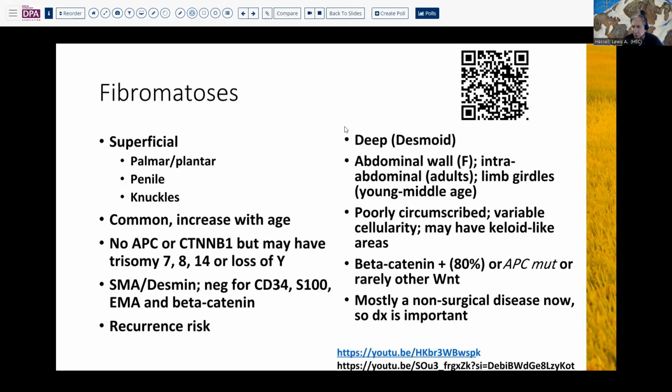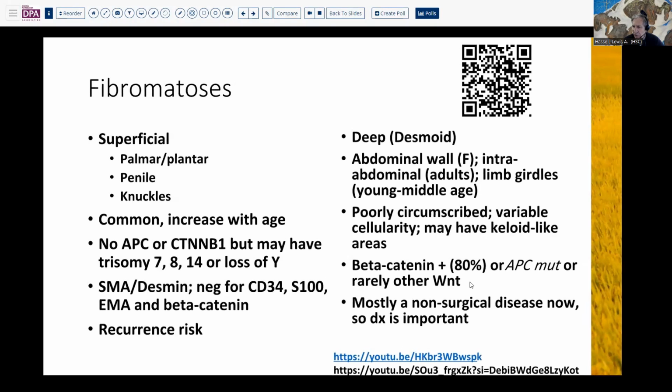Now, the deeper lesions are the ones we're really concerned about, and these often go by the common name of a desmoid tumor. They occur primarily in the abdominal wall, especially in women, in the intra-abdominal cavity, or in the limb girdles in young to middle-aged patients. So those are the main locations. These tend to be less well circumscribed and have, again, variable cellularity, and occasionally these sort of keloid collagenous areas.